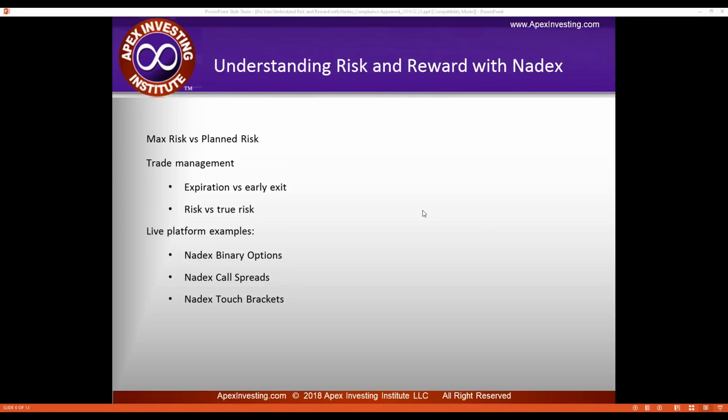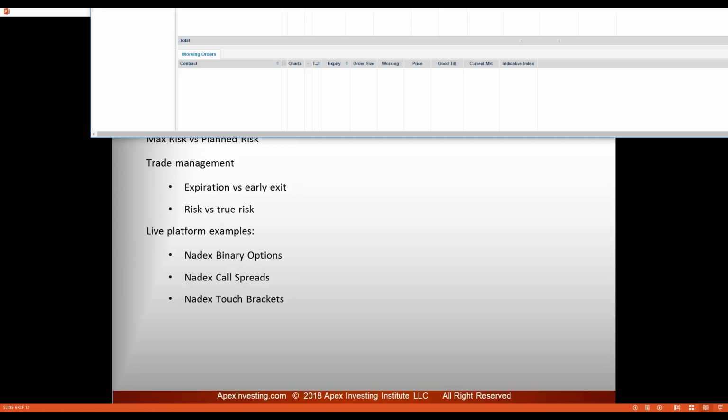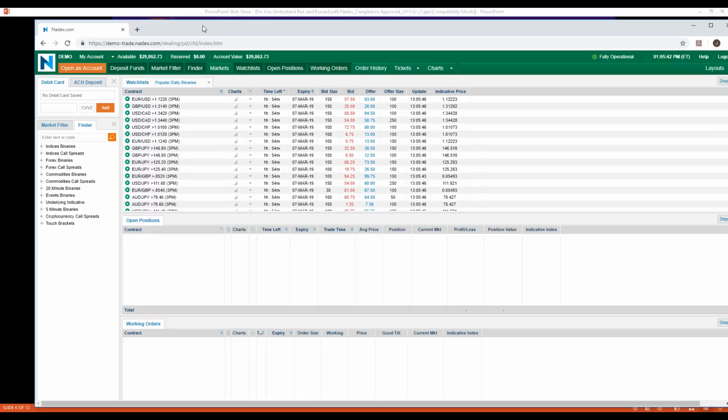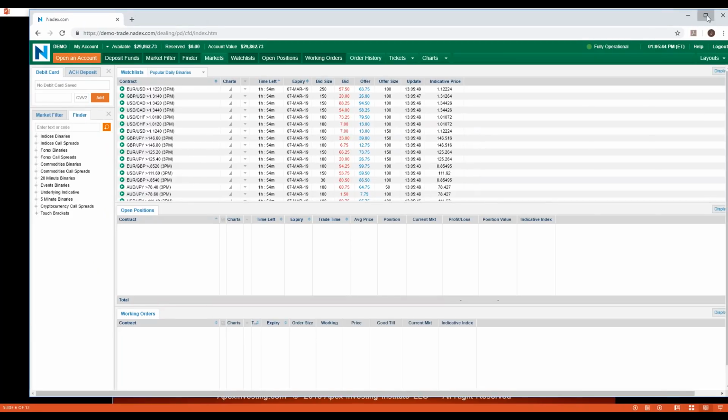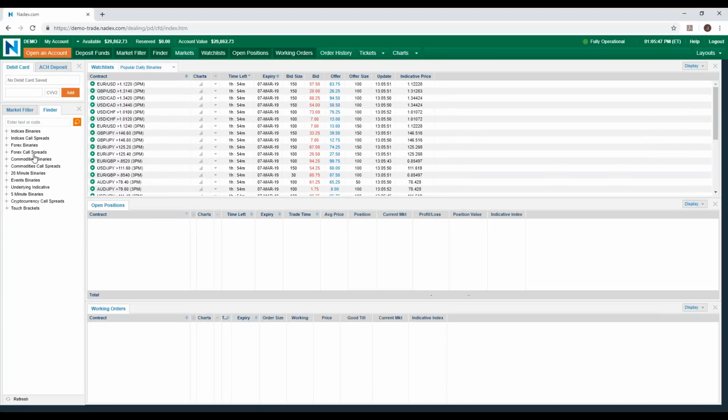So let's talk a little bit about max risk versus planned risk when it comes to Nadex products. What do I mean by max risk? Let's go ahead and pull up the Nadex demo platform here. And we're going to just walk through each option real quick here, each product. Let's start with binaries.